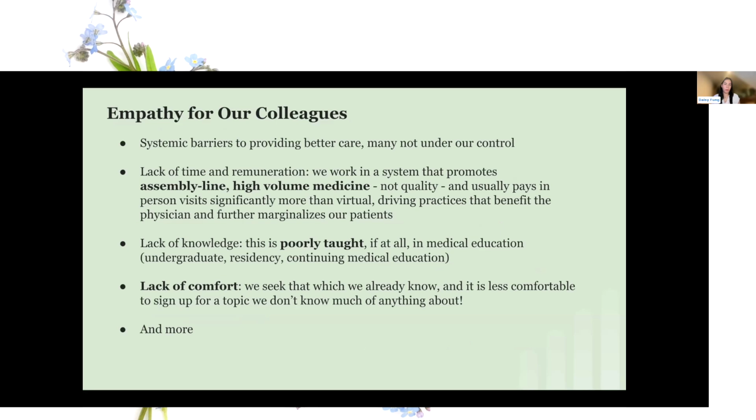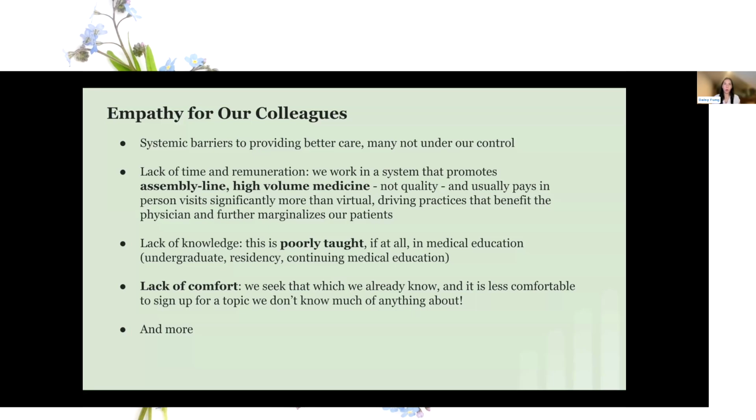A little bit of empathy for my colleagues. We don't practice in a system that affords us the time to have a conversation, to listen to a patient. We work in a system that pushes assembly line medicine, fast appointments, and physicians might want easy patients to really meet their goals, I'm going to say. And that doesn't necessarily mean quality, right? If the goal is financial or going faster or something else, right?